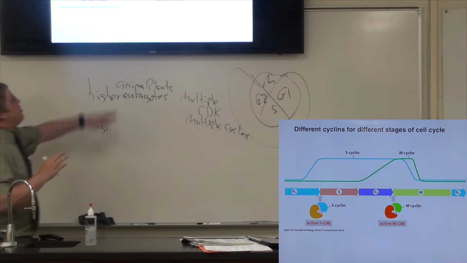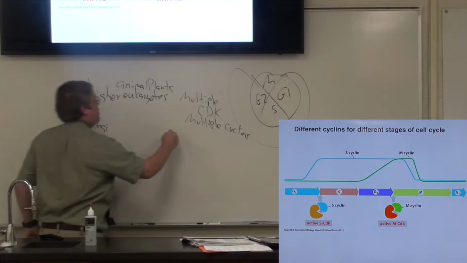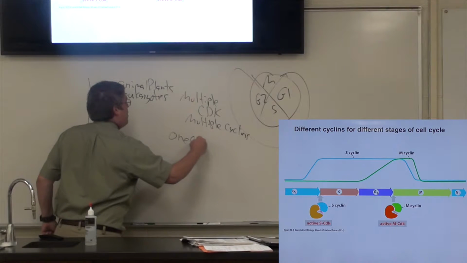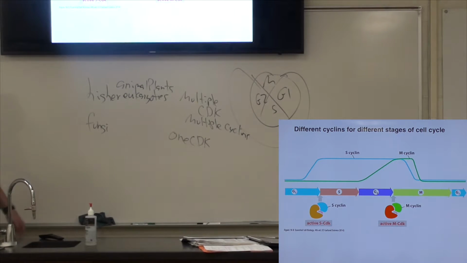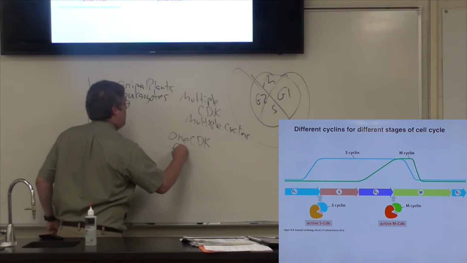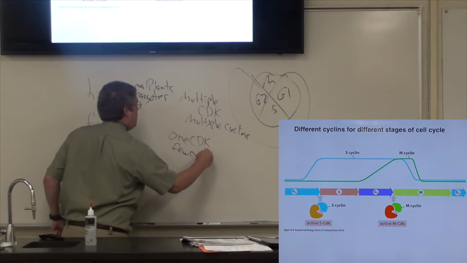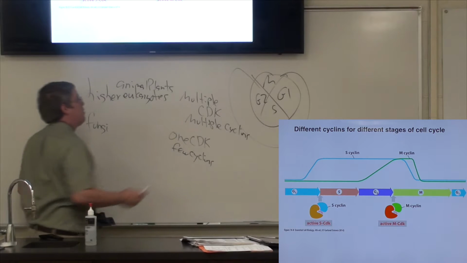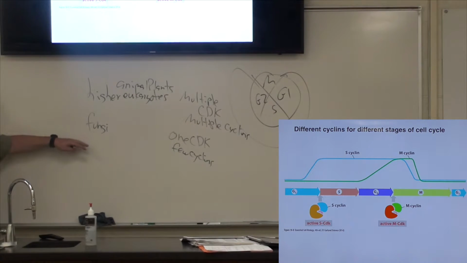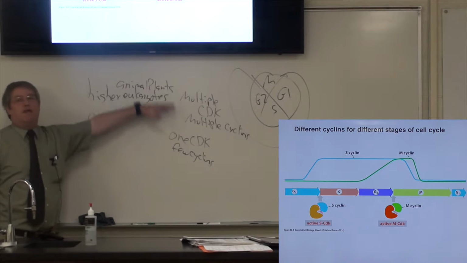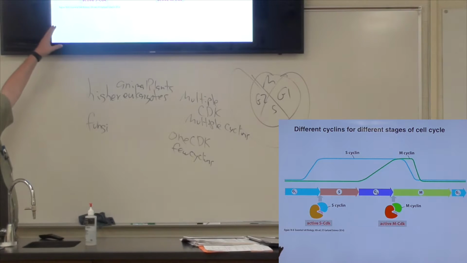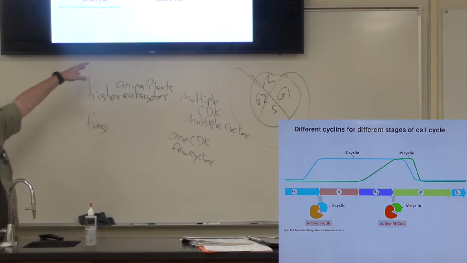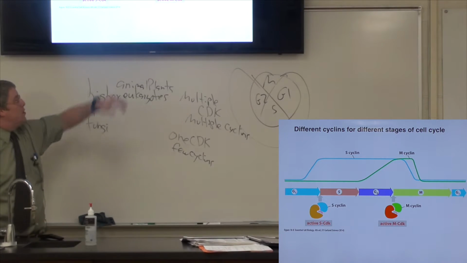For each of the different stages of the cell cycle, but fungi has only one cyclin-dependent kinase. It does all the work for S phase and for M phase and everything else, and it still has a few different cyclins, but not as many as vertebrates have. So it's kind of the same idea, but when you do this in yeast, you don't have to worry about all these different CDKs. There's just one CDK, and when it's attached to an S phase cyclin, it drives the cell into S phase, but when it's attached to an M phase cyclin, it drives the cell into mitosis.